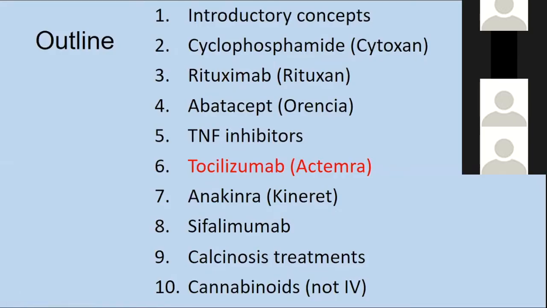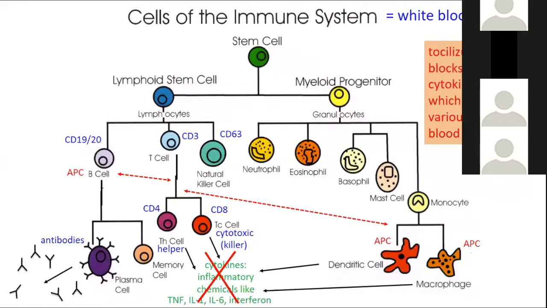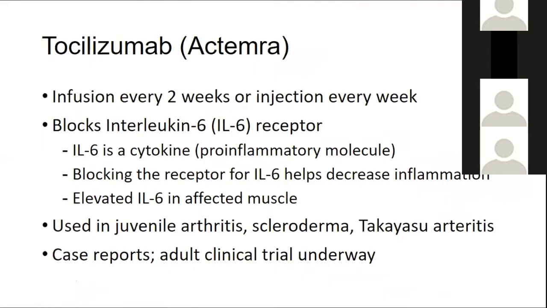Okay, so moving on, another medication that blocks a cytokine is called Tocilizumab, which blocks the IL-6 cytokine. And this is, again, just showing that it blocks a cytokine down here that's produced by T cells. So IL-6 is also a pro-inflammatory cytokine. So when you block it, it helps to decrease inflammation. And studies have shown that IL-6 is elevated in affected muscle in some patients with myositis. So that's the reason why we think that it may be effective.